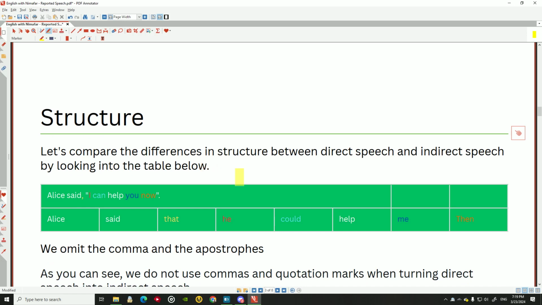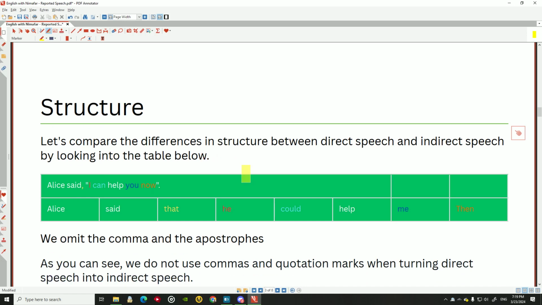Let's compare the differences in the structure between direct and indirect speech. We also did that, but let's have a review for those who've just joined. The first one is direct, the second row is indirect. So: Ali said, comma, double quotations, "I can help you now," and full stop. Then: Ali said that. So instead of this comma, we can use "that," and that's optional. You can say "Ali said" or "Ali said that." Both of them are good.